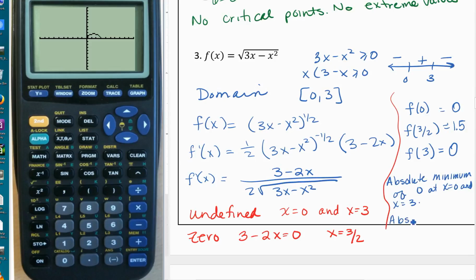And then we have an absolute maximum of 1.5 at x equals 3/2. Okay, so the absolute minimum can occur at more than one place as long as it's the same y value. Okay, so here finding the critical points, look at the domain of your function, take the derivative, find where that derivative is equal to 0 or undefined on the domain of your function.